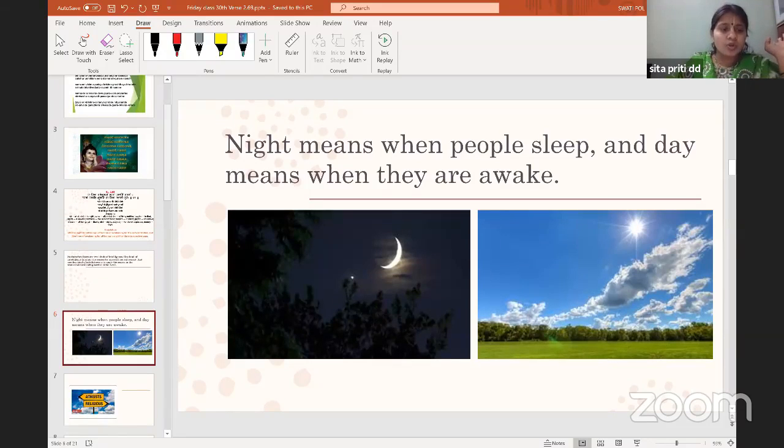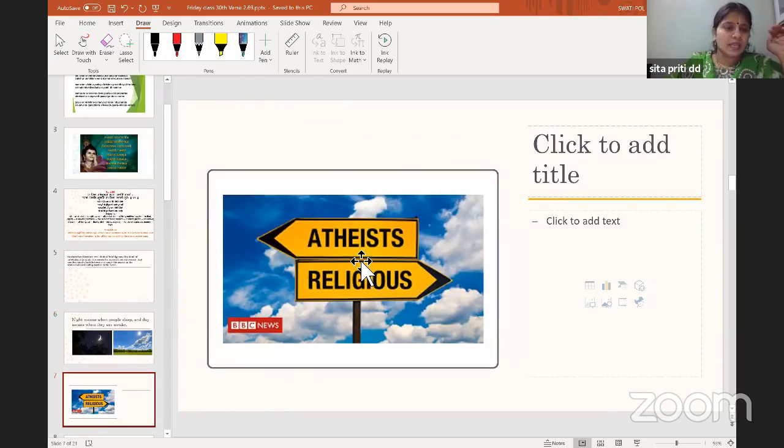Okay. So they are also called atheists. And there are some group of people who are religious, who believe in the Lord, they trust in the Lord. Okay, they go to the temple and they offer their obeisances. So there are two types of people.